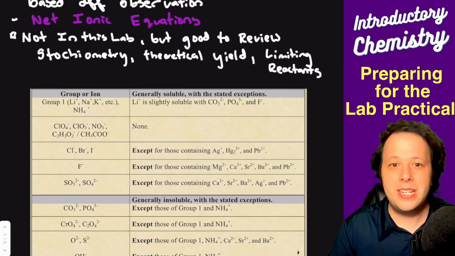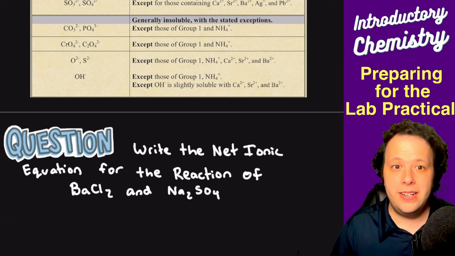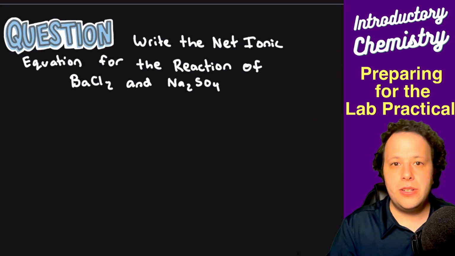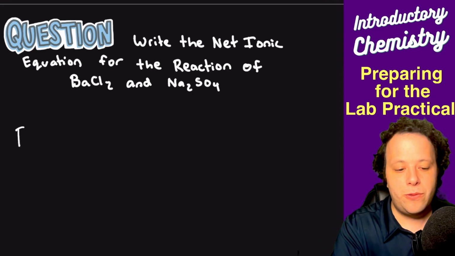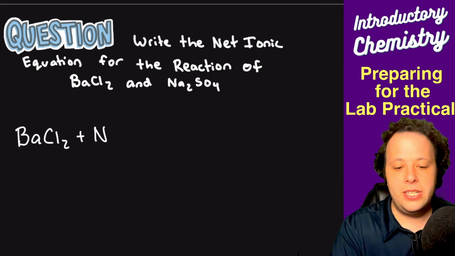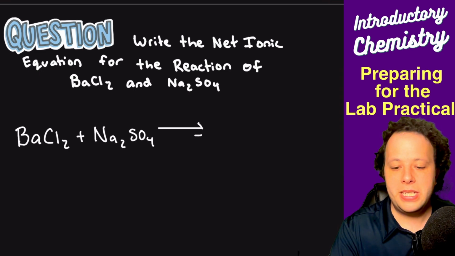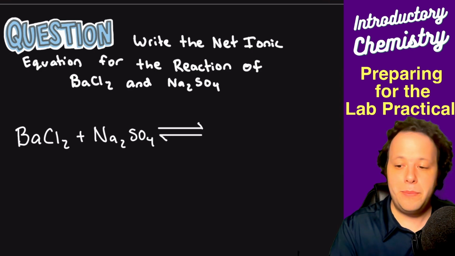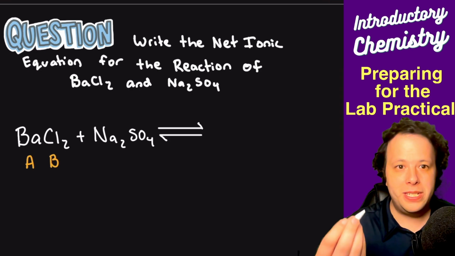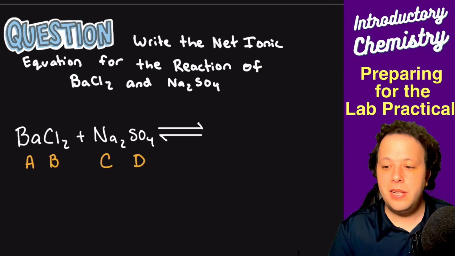So I put a solubility table here because one thing that we're going to practice real quick is, can you write a net ionic equation? Can we do the whole process from start to finish? The first thing is you want to write down your reactants of what's going to be mixing together. So we have barium chloride and sodium sulfate here, and they're going to be mixing together to make new compounds. The first thing we always do is assign letters to each ion. So barium is an ion, chlorine is an ion, we have sodium and then sulfate. So it's AB plus CD.